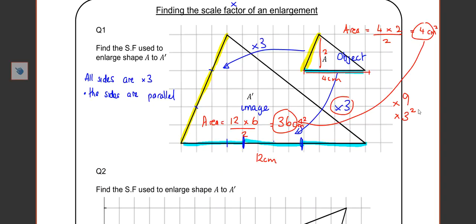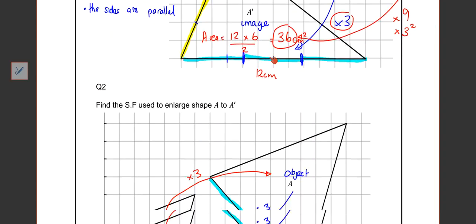What do you think if I had a 3-dimensional object? Times by cubed. So if each length was times 3, the area would be times 3 squared, the volume would be times 3 cubed. Okay?